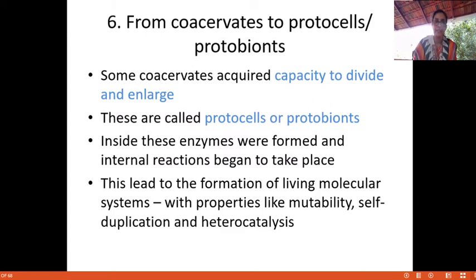In the next stage, these coacervates acquired the capacity to divide and enlarge. So when any substance starts dividing, we call it a living organism. So these are then called the protocells or protobionts. Inside these, enzymes started forming, internal reactions began taking place and led to the formation of living molecular systems. So they had properties like mutability, self-duplication, heterocatalysis, that is, they had the property of life.